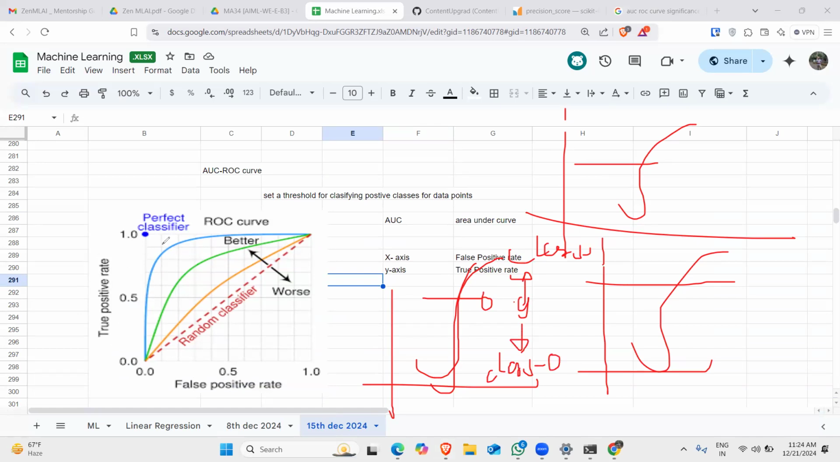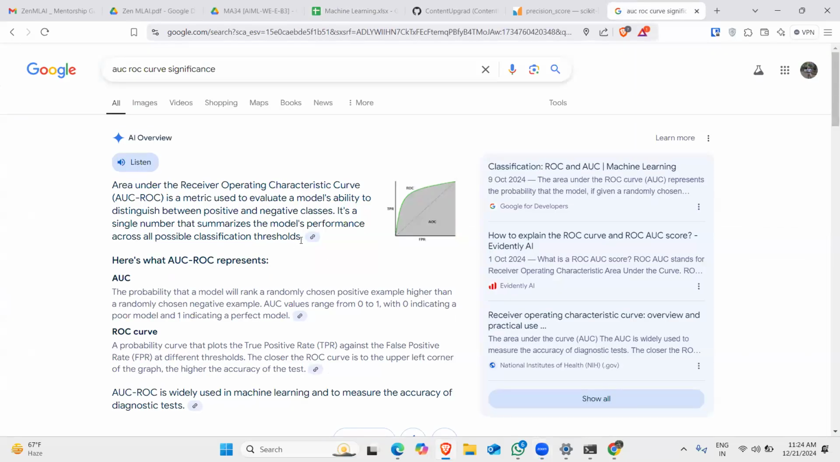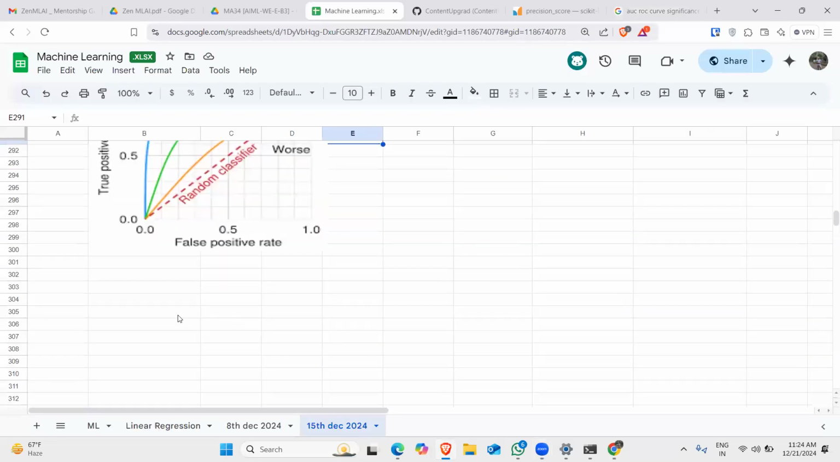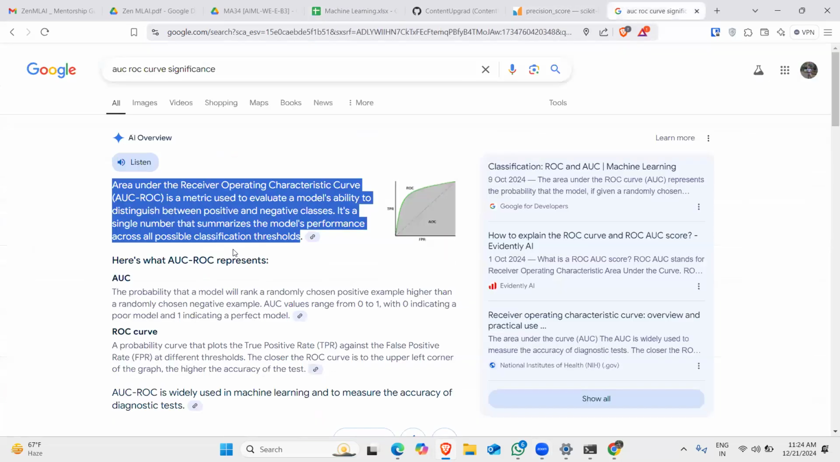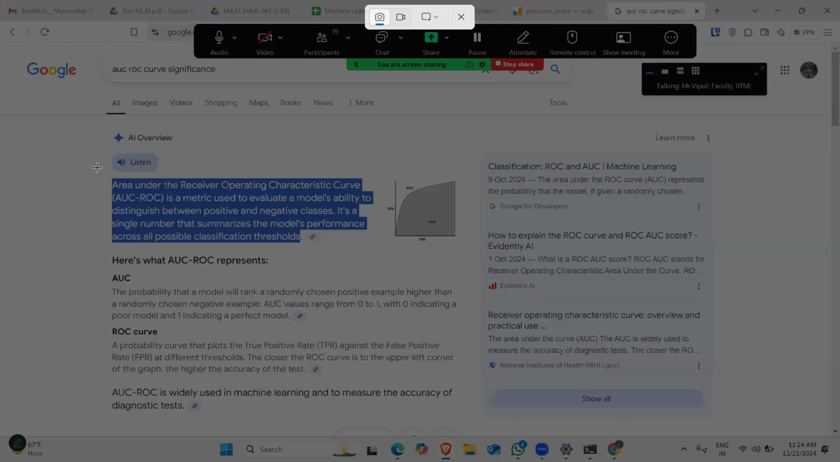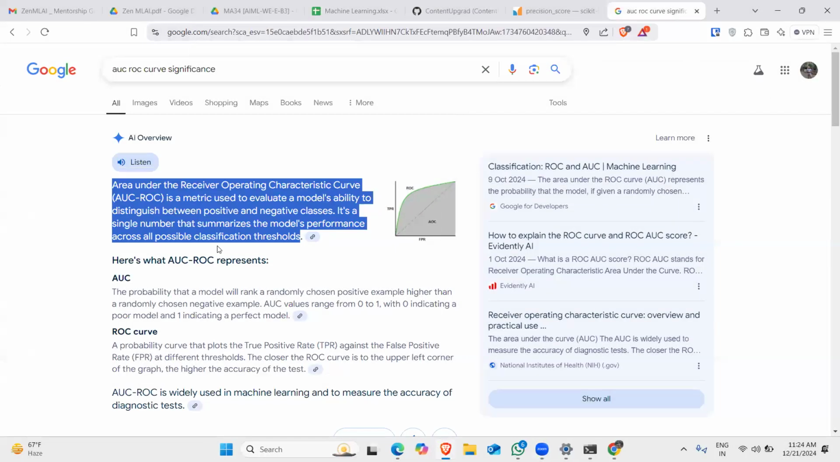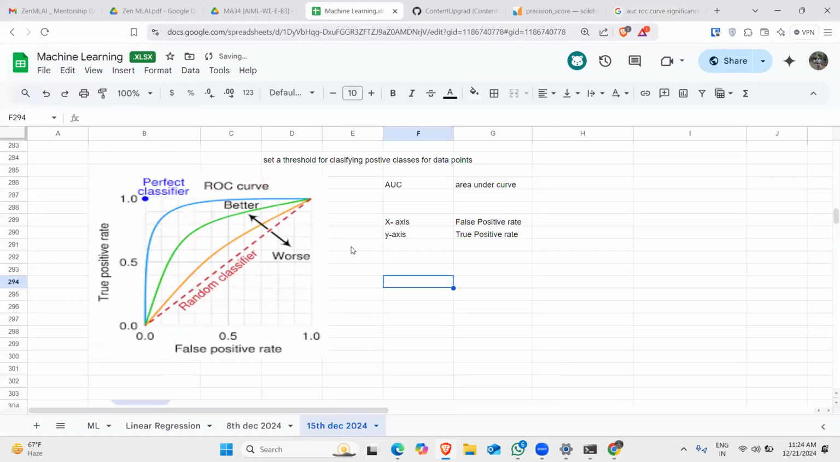And likewise, for each and every threshold out there, you will have different specificity, different precision, different recall, right? But this AUC ROC curve gives you a single number that summarizes how the model performs across all the possible classification thresholds. All the possible classification thresholds.